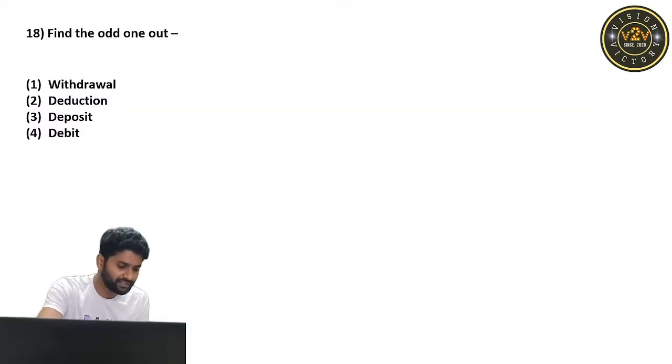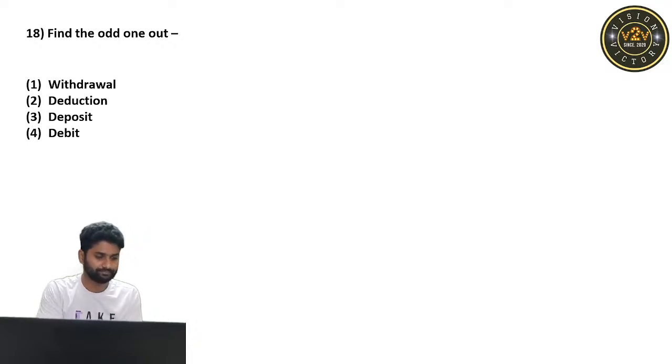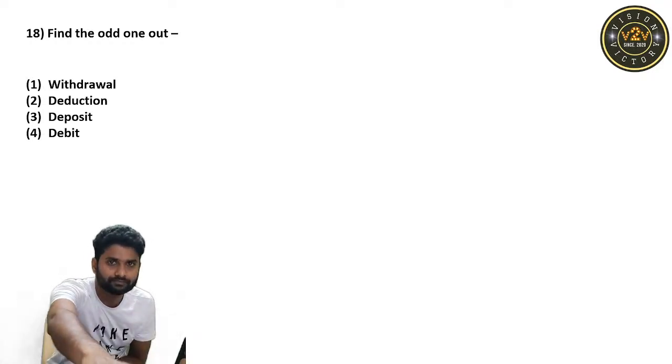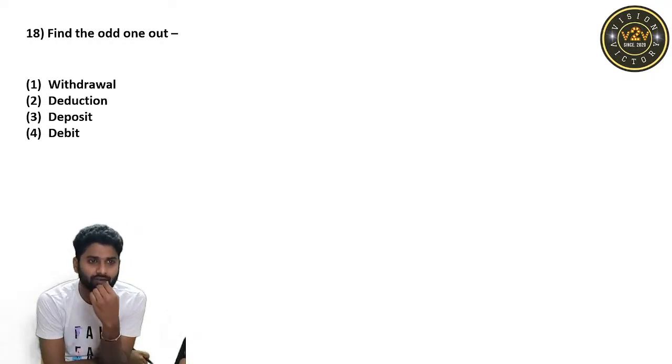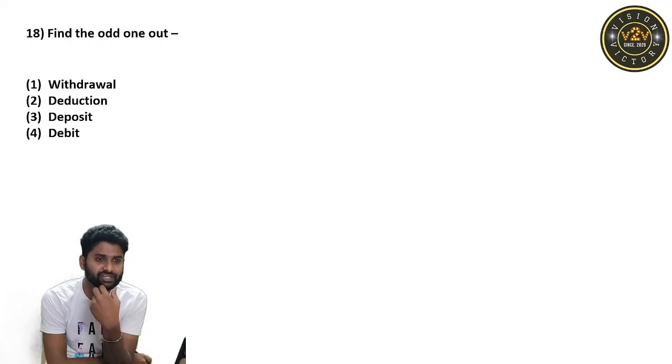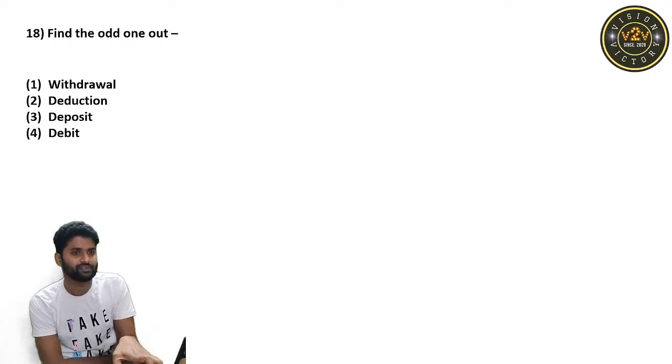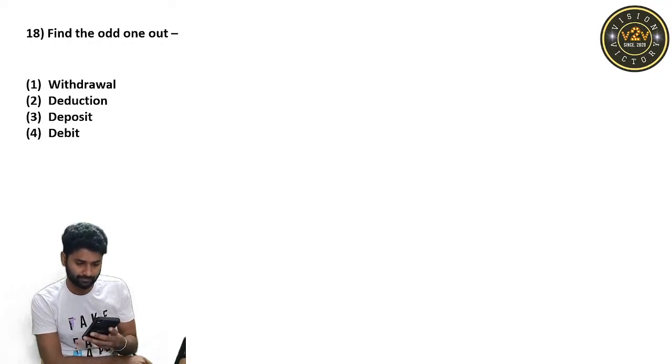Next. Find the odd one out. Withdrawal, deduction, deposit, debit. So which one is the odd one out?